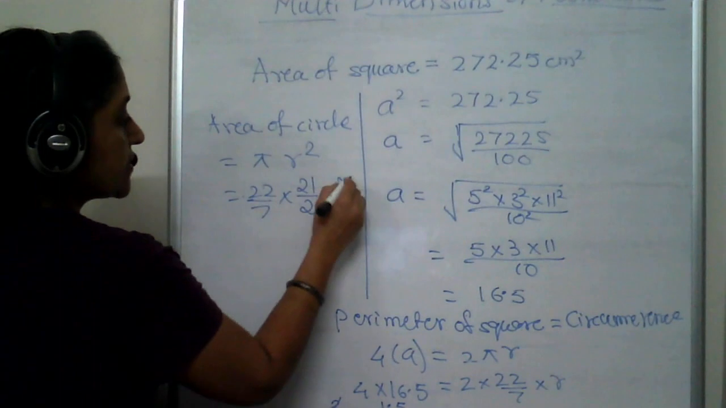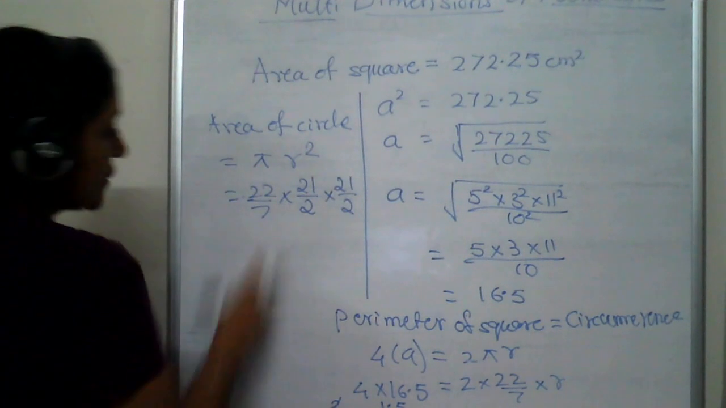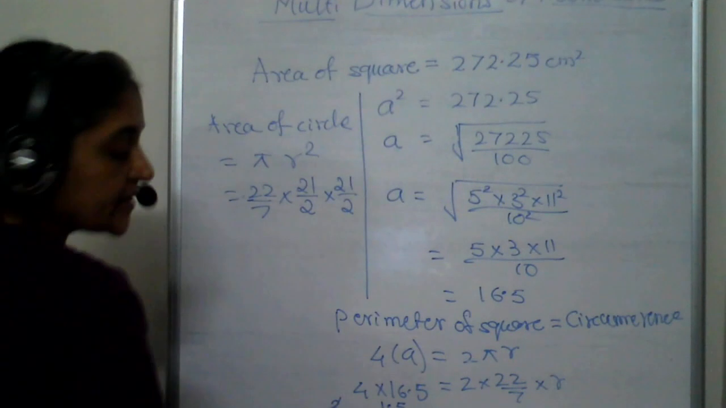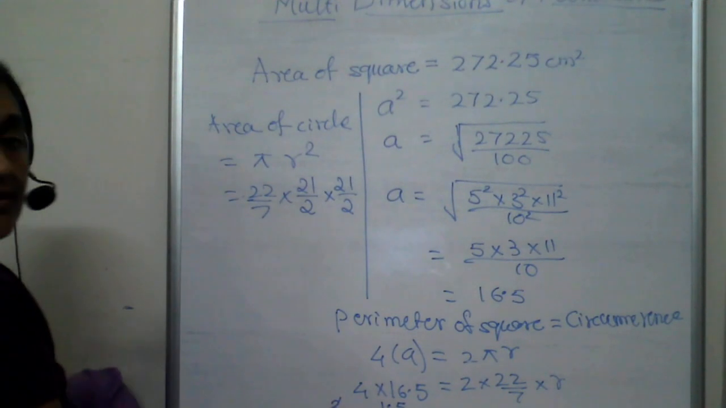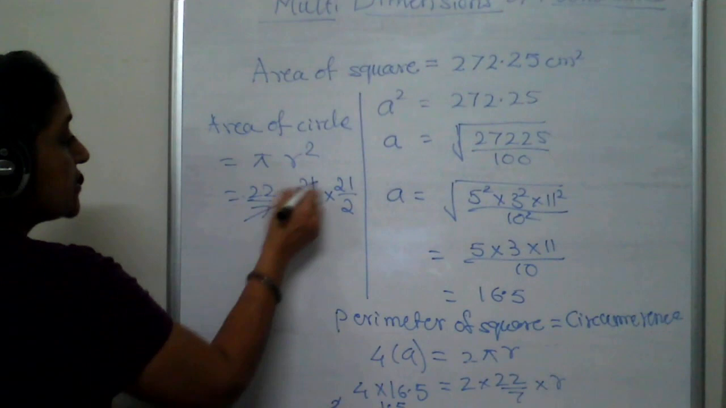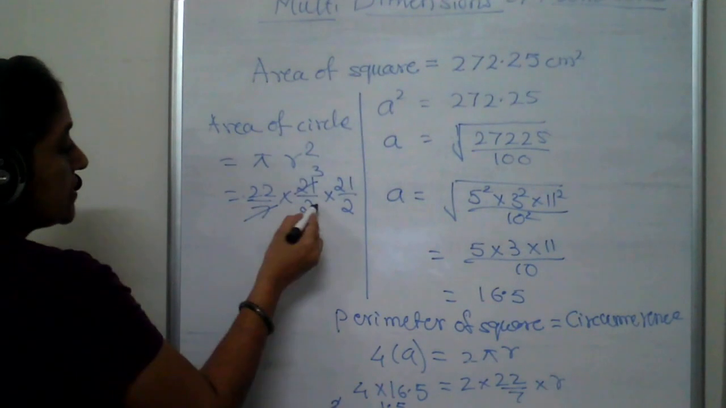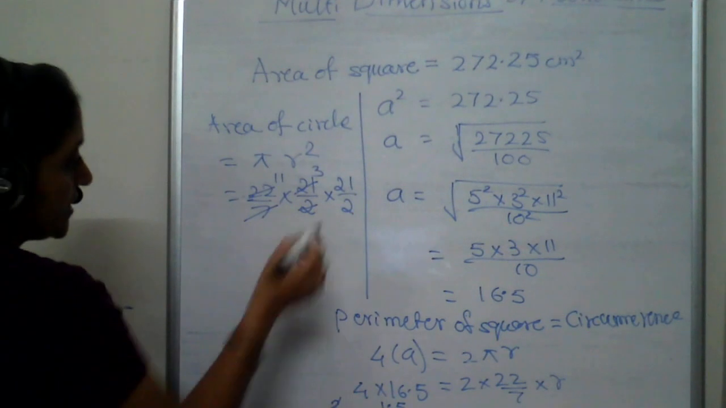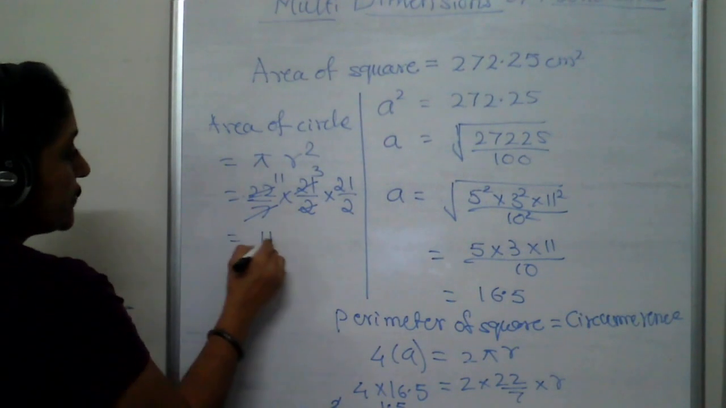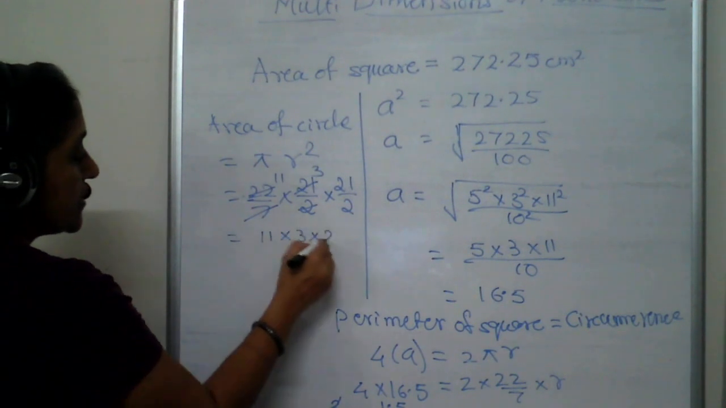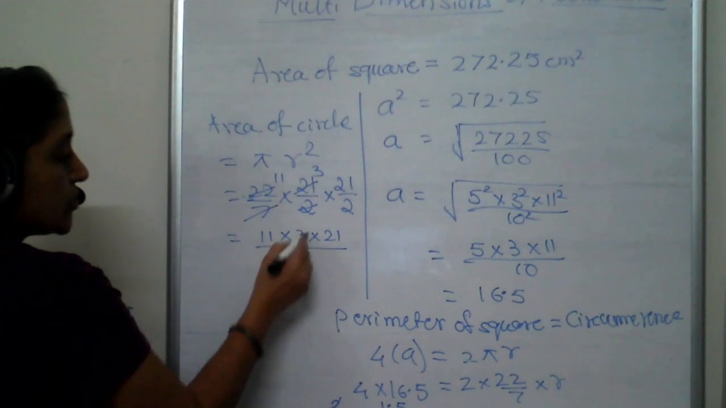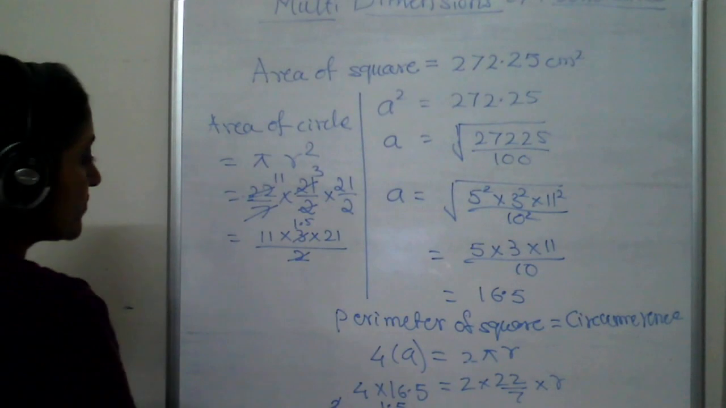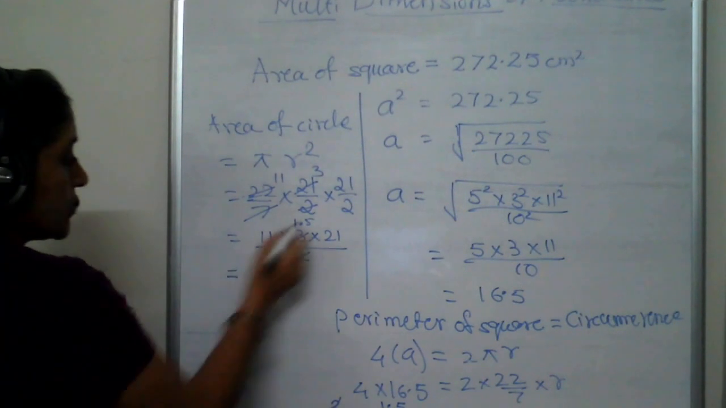Just check it. Why should you write like this, ma'am? See, 21 is a multiple of 7, so you will get it cancelled. That's why 10.5 can be written as 21 upon 2. 7 ones are 7, 7 threes are 21. Here 2 ones are 2, 11s are 11. After this, do you have anything? No, nothing. So here you can say 11 into 3 into 21 upon 2. 2 ones are 2, 1.5s are 1.5. Now 1.5 into all this we have to do.